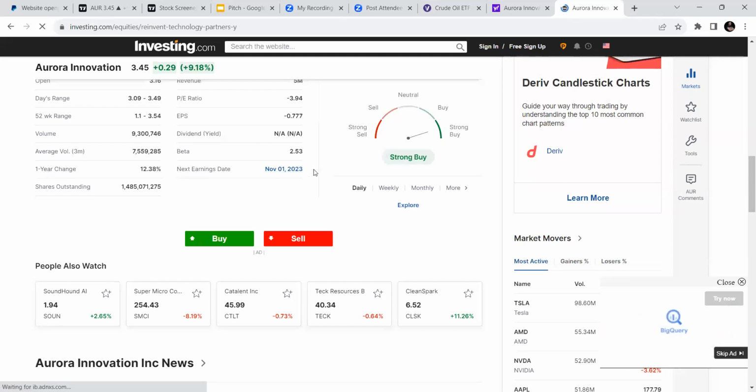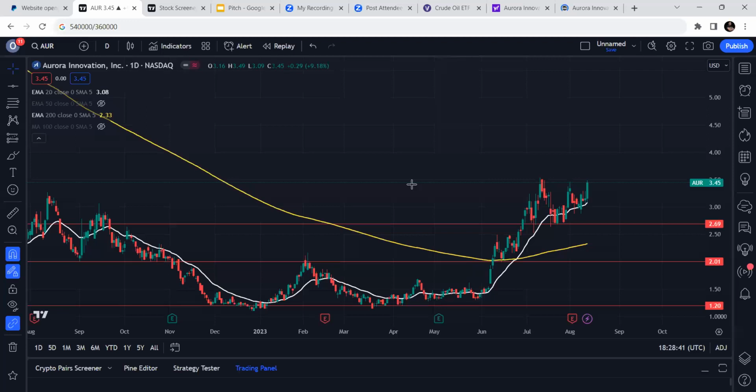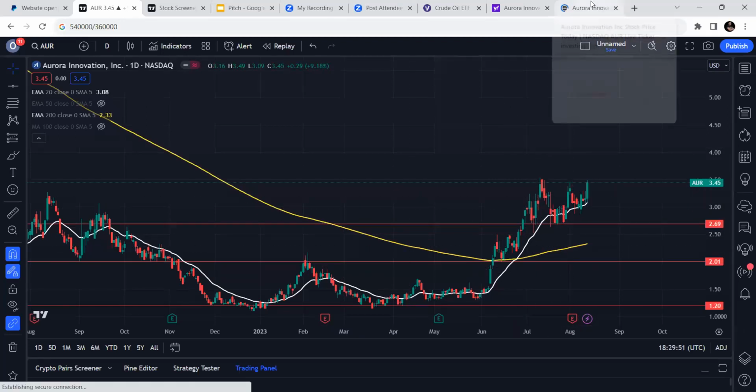So I look at the earnings date, November. We are in August. So I still have September, October, like 2 months plus to trade the company stock. So you see that this is a stock that is already on its uptrend.